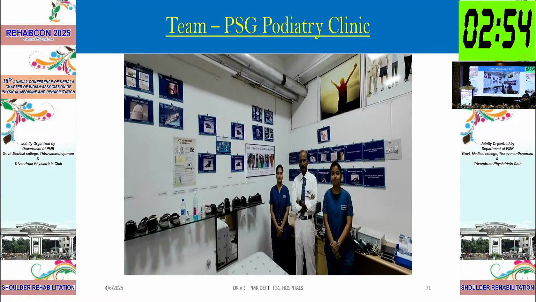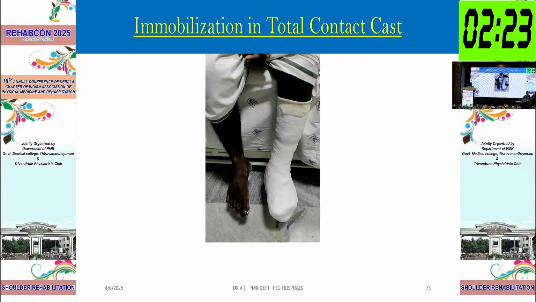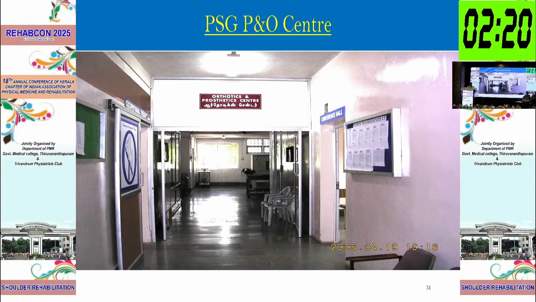This is our team. So why is this topic presented to the young physiatrists? See, we treat many arthritis patients, monoarthritis patients. So whenever you come across a patient with ankle pain, a diabetic, long duration diabetic, large fiber neuropathy, consider this as a first diagnosis. Then simple intervention, total contact cast, you can do in your department. Third one, you all have a prosthetic and orthotic center in your institution, so you can make the offloading footwear. So this is our prosthetic and orthotic center.